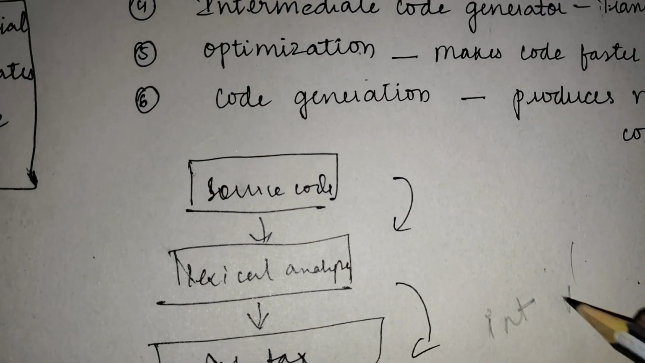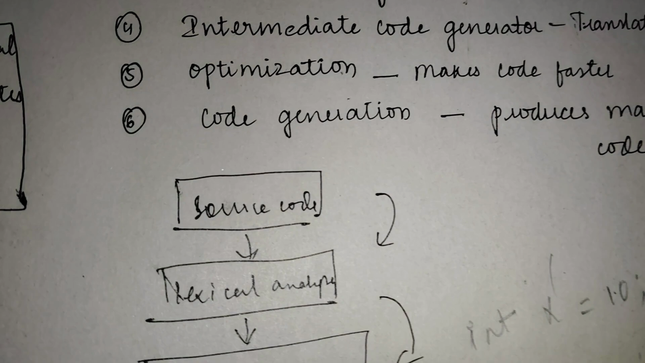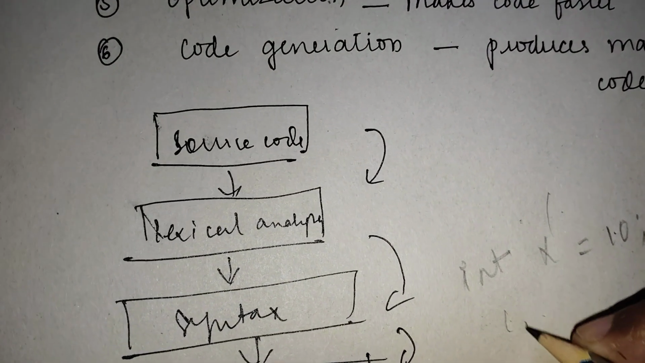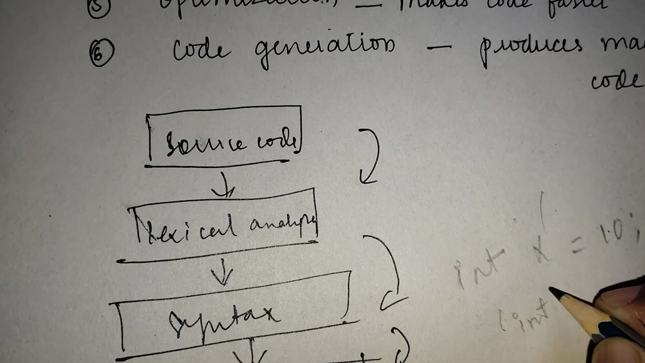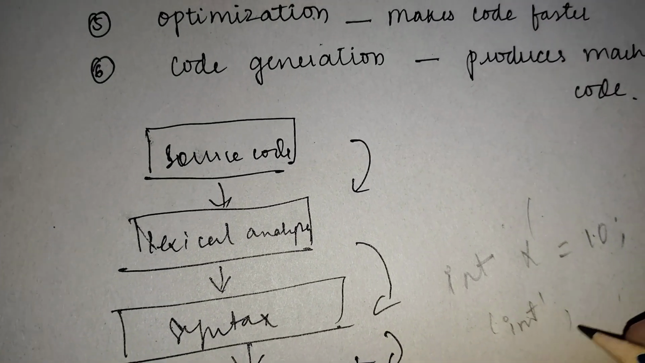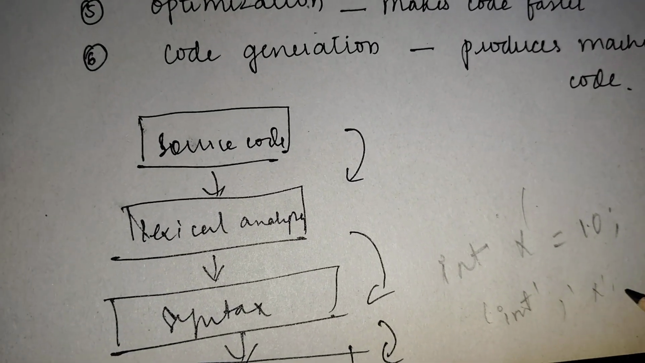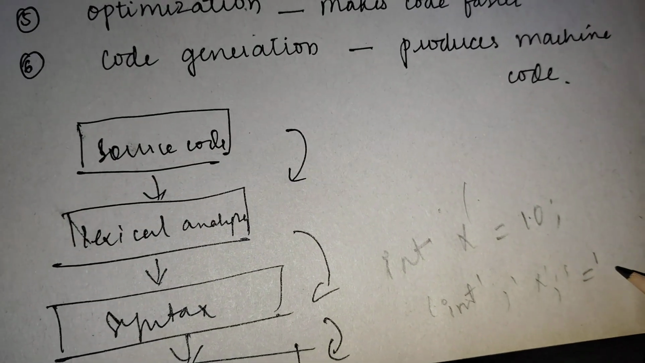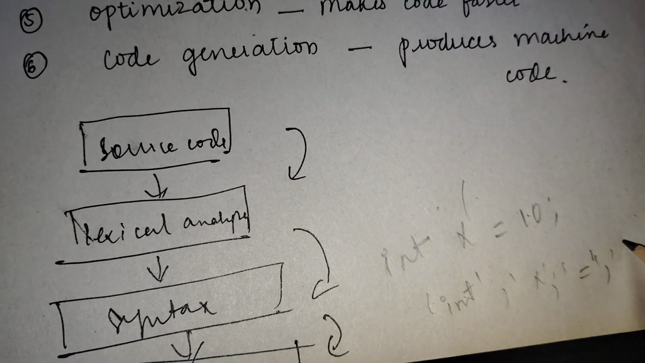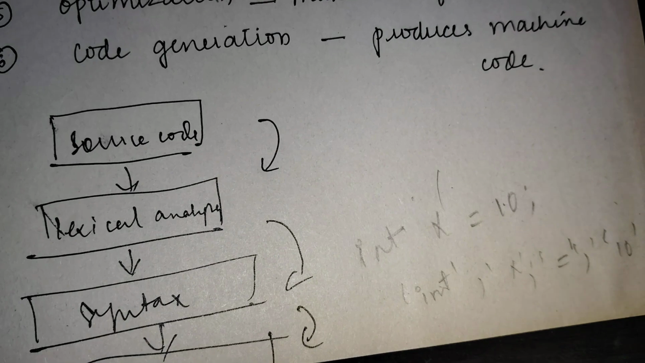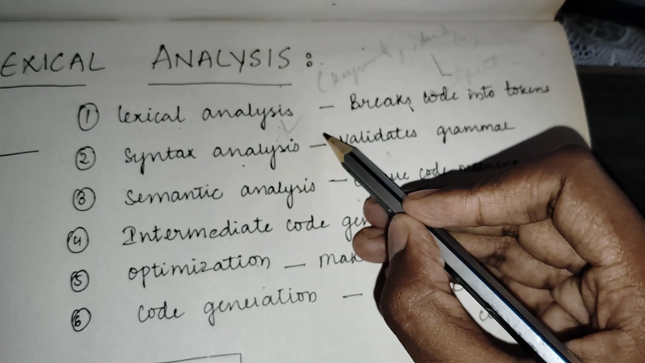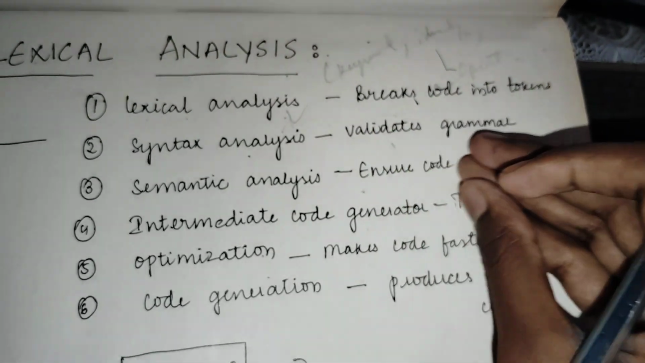int x = 10; after breaking it into tokens, how will it come? It will come as int, x, =, 10, and semicolon, each in single quotes. Clear with this? This is lexical analysis. It helps in breaking down the source code into smaller units of tokens.